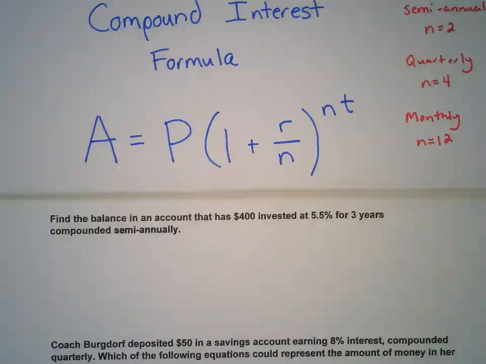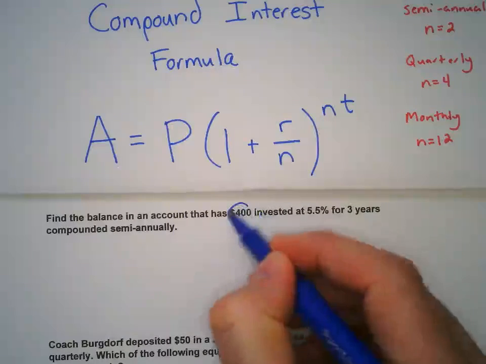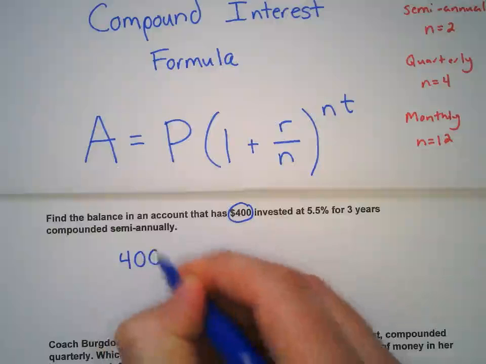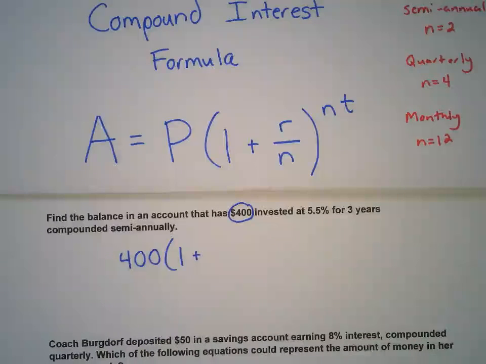So right here it says find the balance in an account that has $400 invested at 5.5% for 3 years, compounded semi-annually. So a lot going on here. Notice our P, what we start with, is 400. Okay, we start with 400. So we're going to write out 400, 1 plus our R. Again, our R is our rate of what we're going up by, the percent.